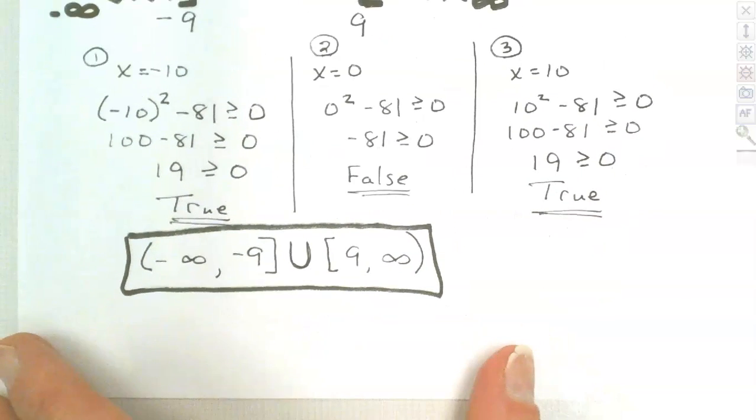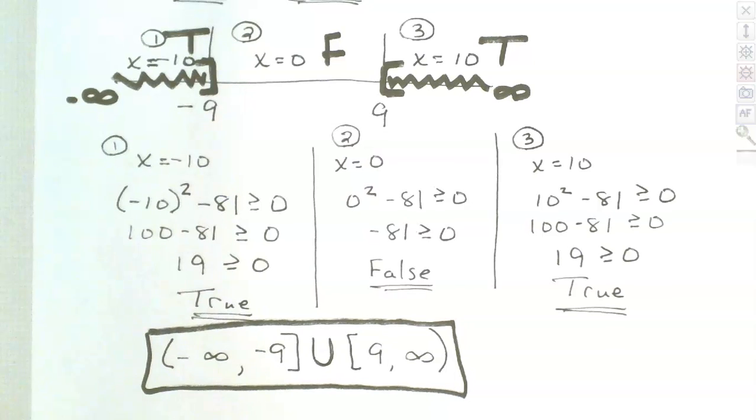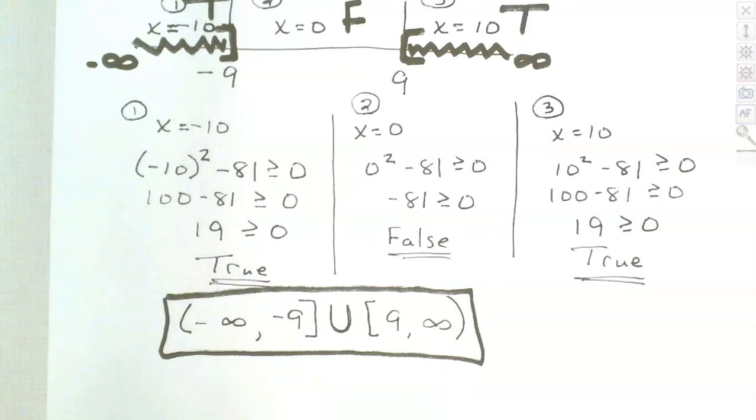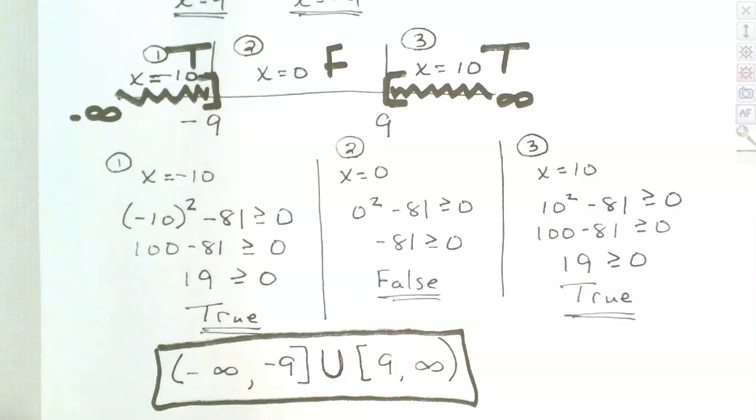It doesn't matter as long as they're in that region. Most of the time, but not always, they switch back and forth in the signs. So normally it will go true, false, true, but not always. You have to check them.